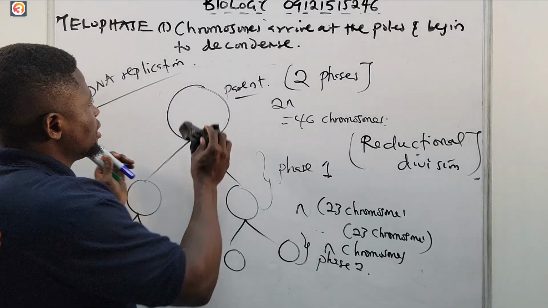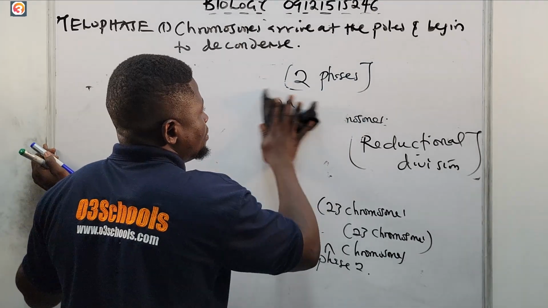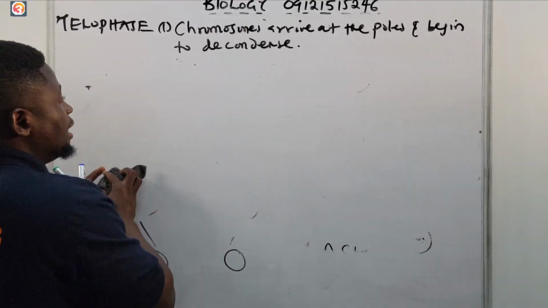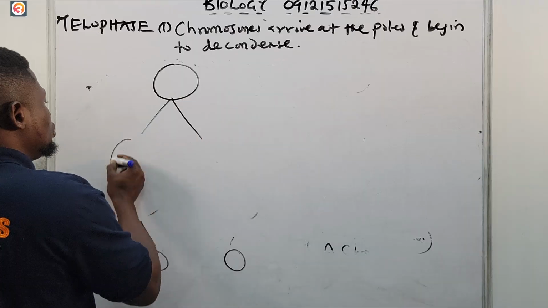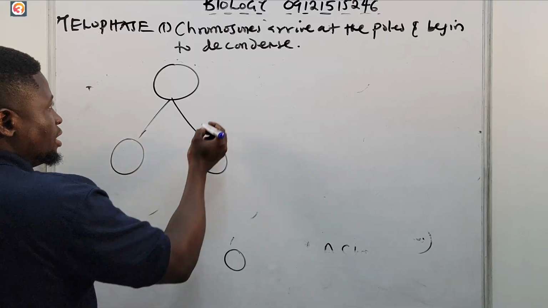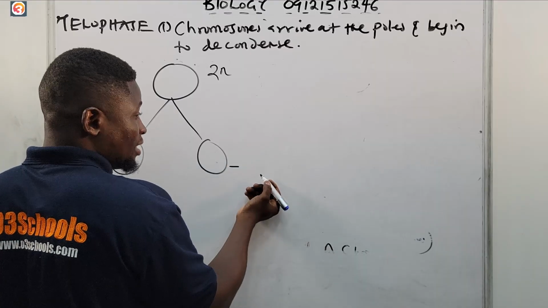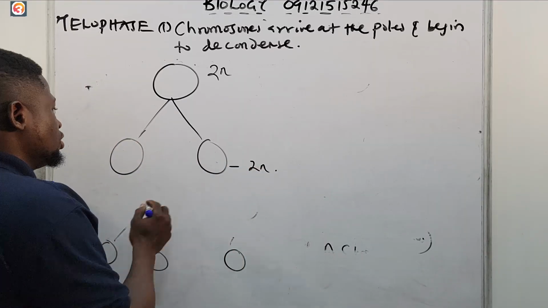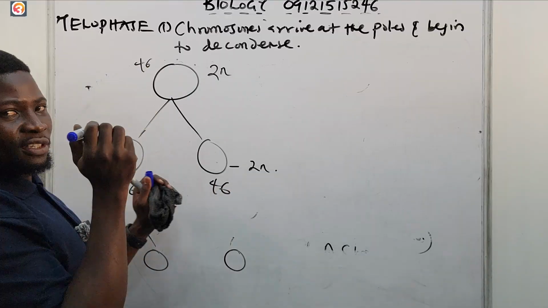So now in mitosis, this is what we experience. Let me just draw a comparison between both. In mitosis, you have a single parent giving us 2 daughter cells. This parent is 2n, diploid. Also, the daughter cells are diploid, they are 2n. So this will have 46 chromosomes, and this will have 46 chromosomes because the parent has 46 chromosomes.